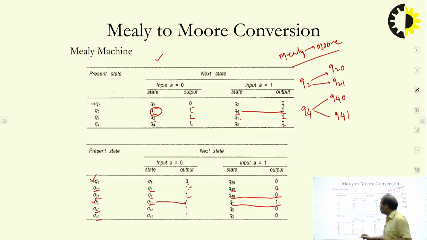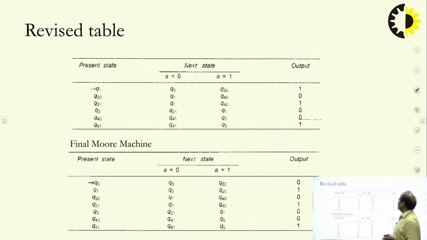Now Q4 is going to have two rows, Q4 0 and Q4 1. The Q4 transitions remain the same, since Q4 has been split into two parts. Q4 1 has output 1. Q4 1 goes to Q3, and Q3 remains the same, so this will be Q3 0 and Q3 0. So the number of states has increased from Mealy to Moore.